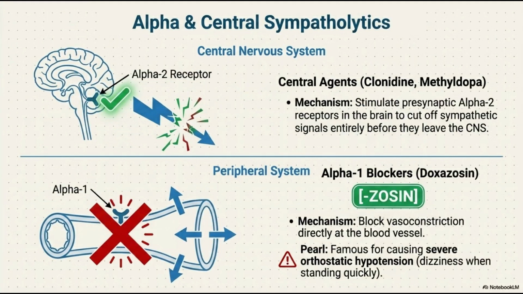Alpha and central sympatholytics. Central agents: clonidine, methyldopa. These stimulate alpha-2 receptors in the brain to cut off sympathetic signals before they leave the CNS. Methyldopa is the drug of choice for hypertension in pregnancy. Alpha-1 blockers, doxazosin. These block vasoconstriction directly at the blood vessel. Clinical pearl: they are famous for causing severe orthostatic hypotension, dizziness when standing quickly.